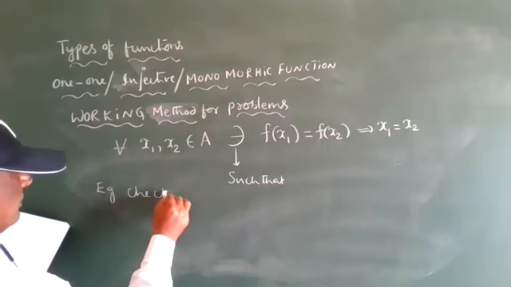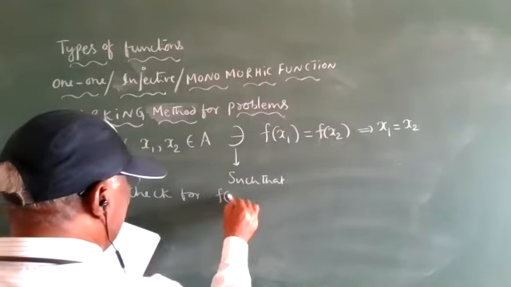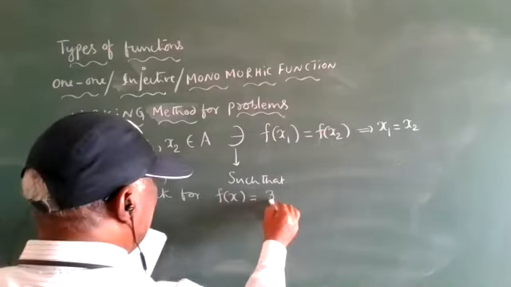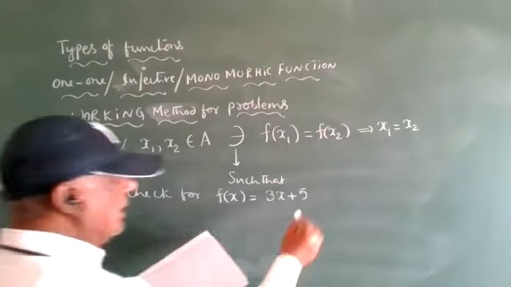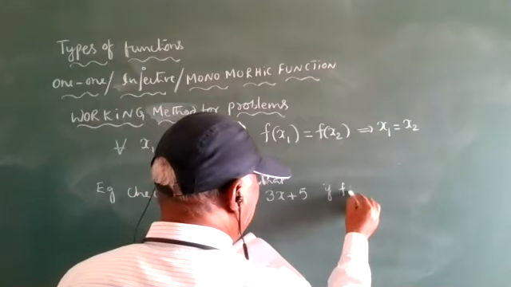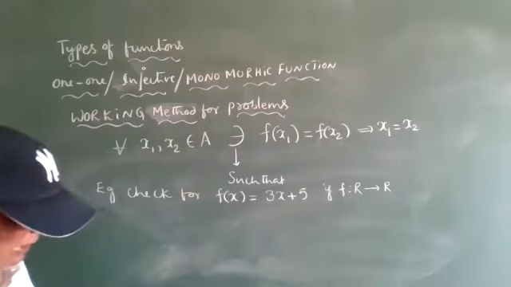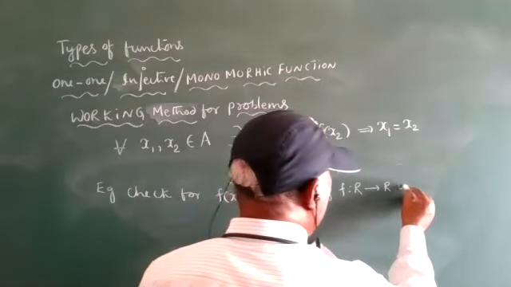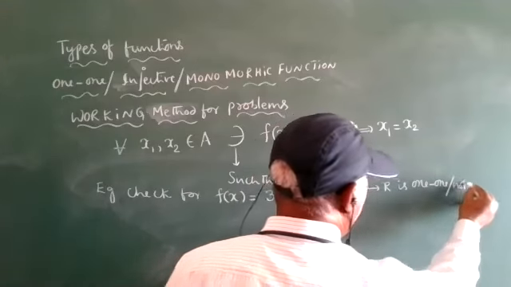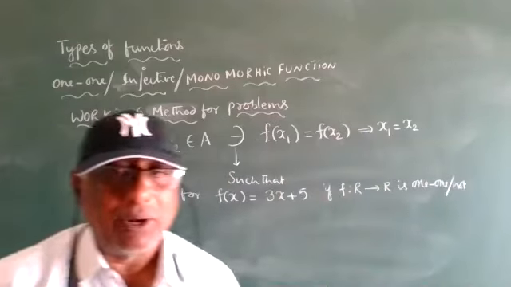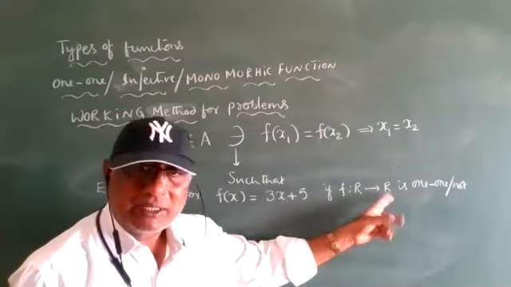Check for f of x is equal to 3x plus 5. If f is a mapping from R to R, A set also real numbers, B set also real numbers, is it 1-1 or not? This is the given problem. First set is the A set, real numbers, B set also real numbers.